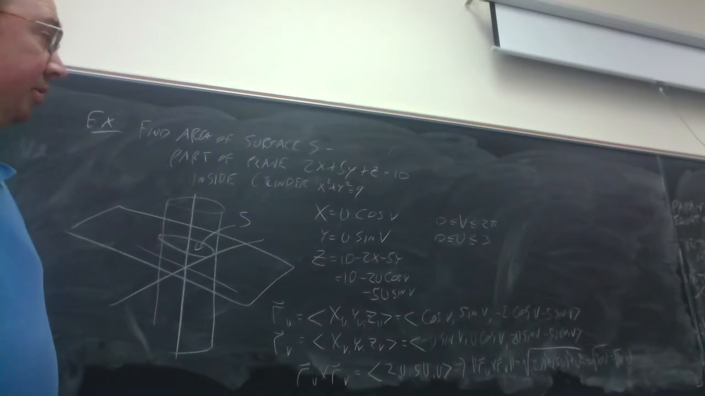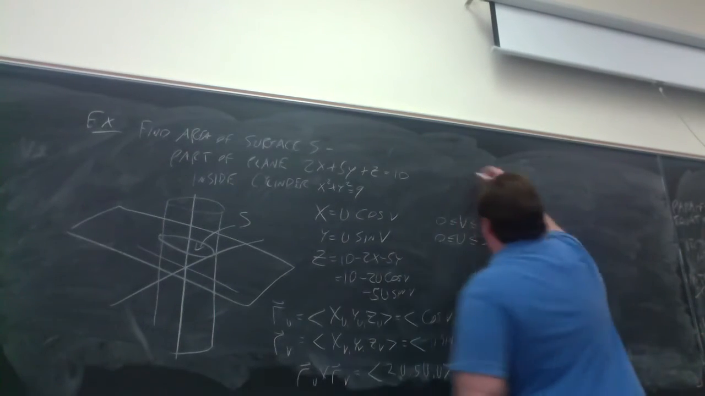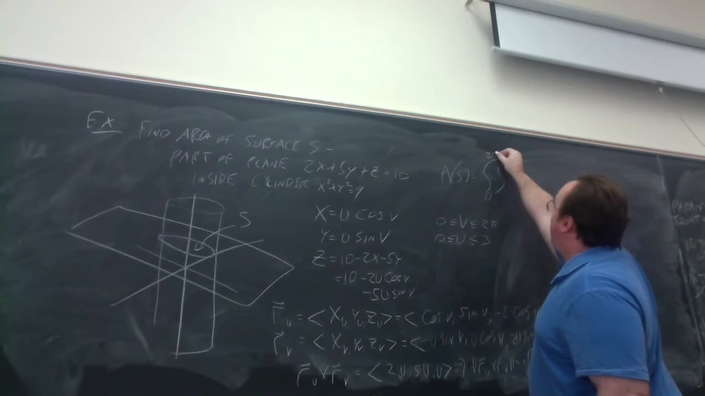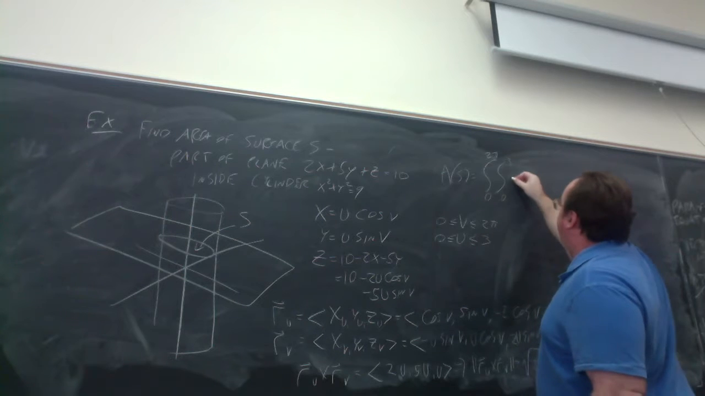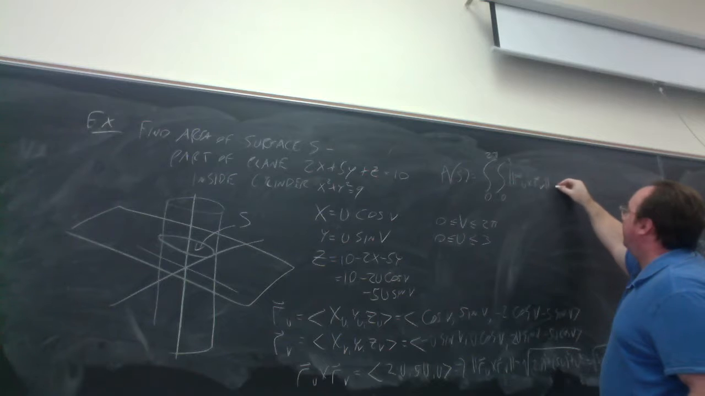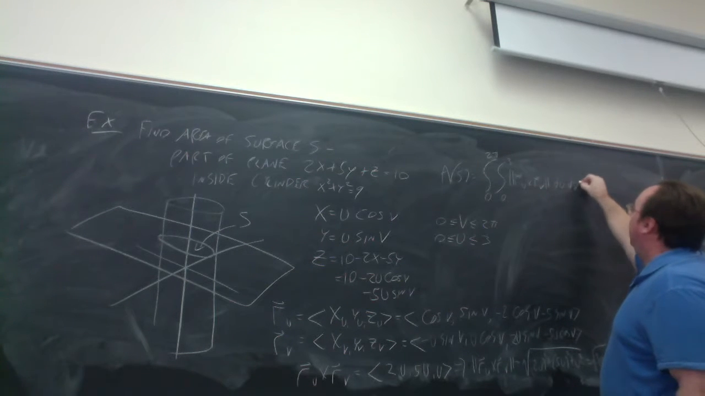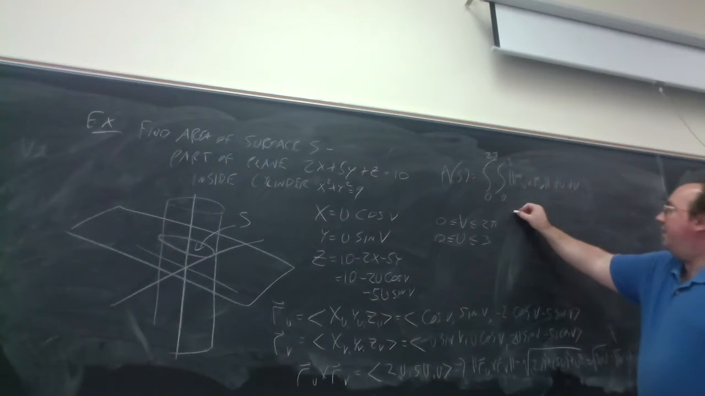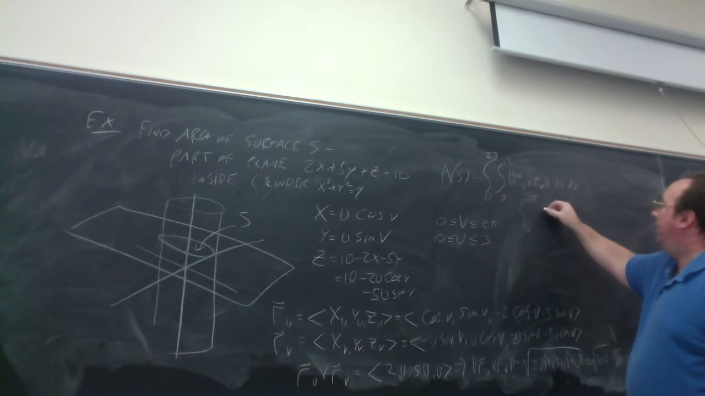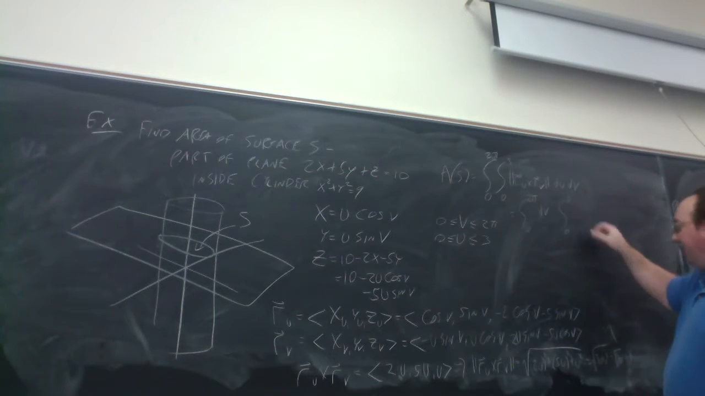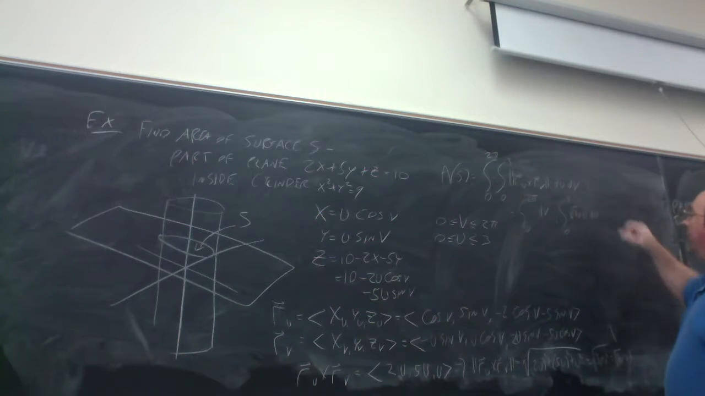So now you can evaluate the integral for the area of the surface. It's the integral over the parameter space, 0 to 2 pi in v and 0 to 3 in u, of the magnitude of your normal vector, du dv, and now you can fill this in. Actually, you can split this into two integrals because the limits are constant and your integrand only depends on u.